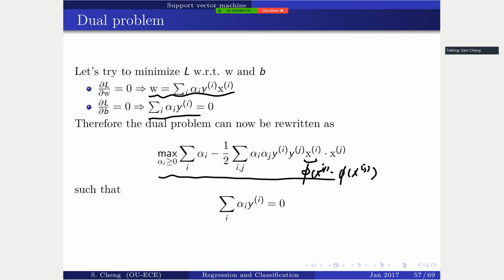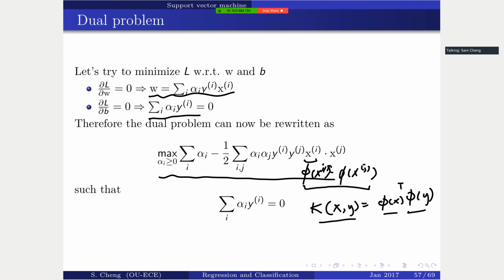But the nice thing is that we only need to know the inner product, right? So we actually don't need to compute this. Instead we can introduce a kernel function. Basically, a kernel K(x,y) is equal to the inner product of phi(x) and phi(y). That means I don't actually know what phi(x) is, and I don't know what phi(y) is, but I just know what K(x,y) is.